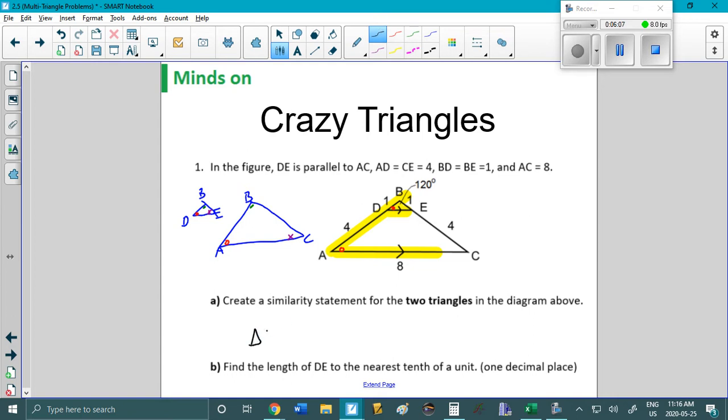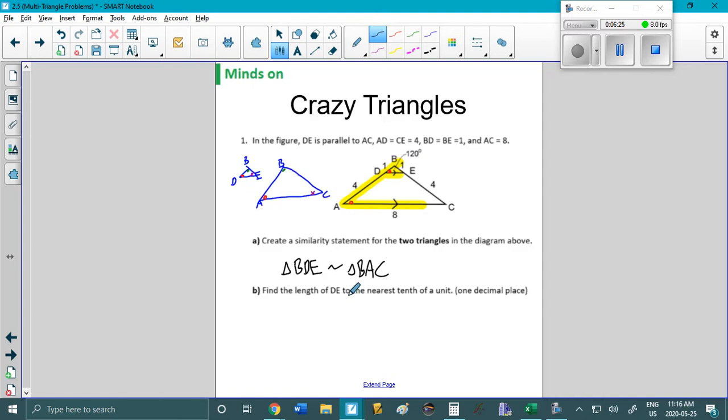So triangle BDE is similar, and now we can do this. So we go BD, so we go BA. We always have to work in the same direction. Okay, so BAC, BDE, so it's BAC. And now we're asked to find the length of DE.